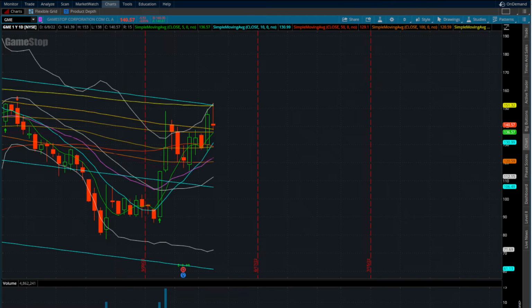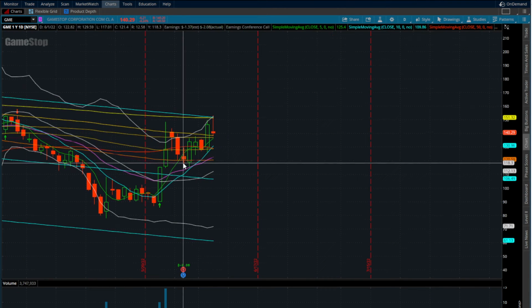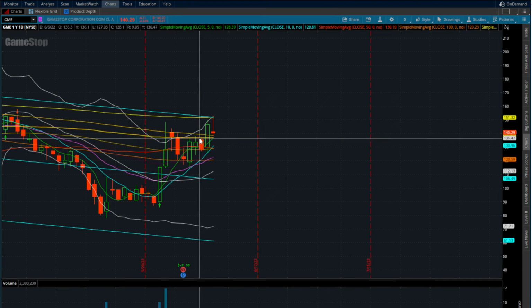What's going on, guys? We're going to take a look at GameStop, ticker symbol GME. So yesterday was a fantastic day, broke out of a little bit of a range here, provided a great opportunity for a day trade. I'm going to outline that and show you what was the level that you should have been looking at here on GameStop.